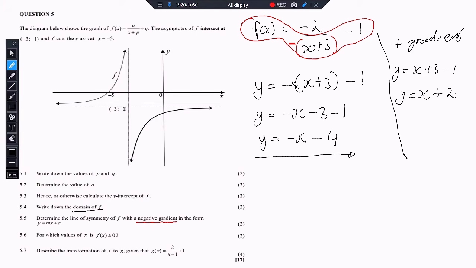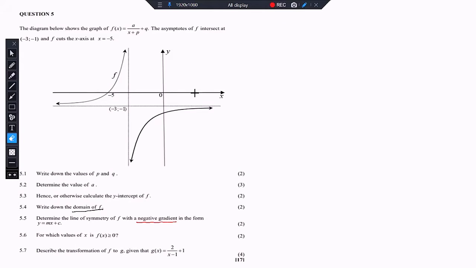So this would be the one with the positive gradient. Note what I do for the one with the negative gradient: simply put the denominator inside the bracket and have the negative just before the bracket. I hope that makes sense. Right, and then let's now check 5.6.